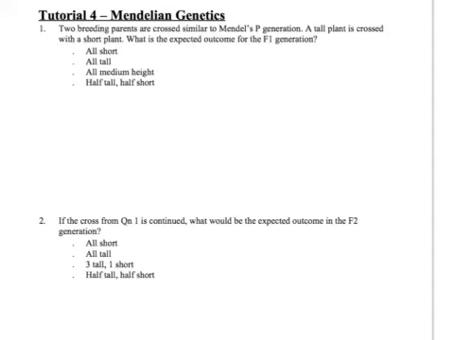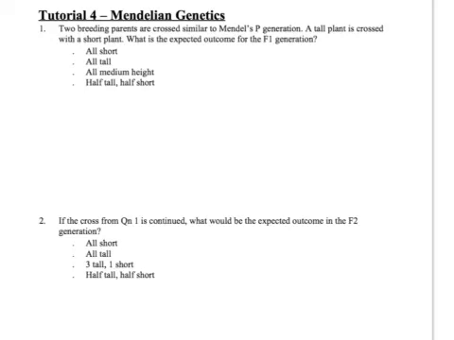Alright, so this is the answer for tutorial 4. I don't think I'll have time to go through this in class, so I'm just going to give you the solution like this so that you can have a look at your answers on your own time. Okay, so this is Mendelian genetics, all those things that we learned about Punnett square and stuff.